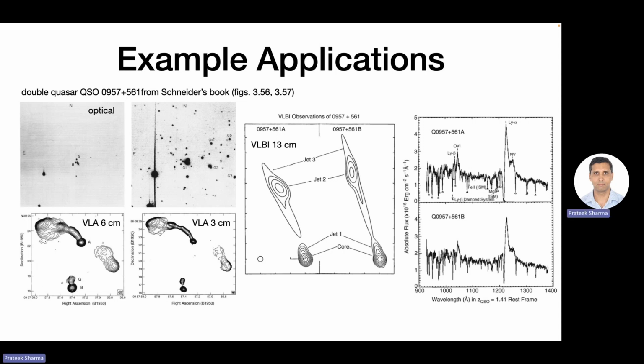That's correct. But the fact that here there are two sources of equal brightness means that you are close to theta E. I mean, theta is close to theta E, or beta is close to zero.